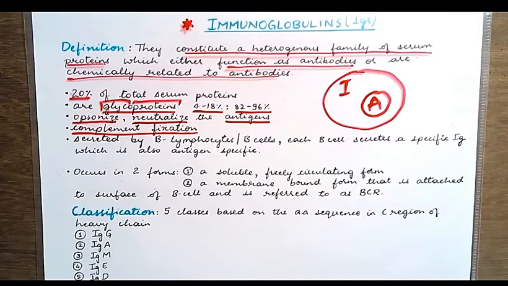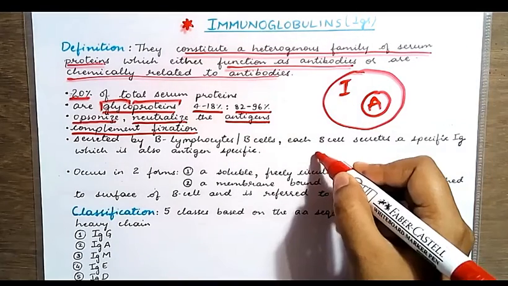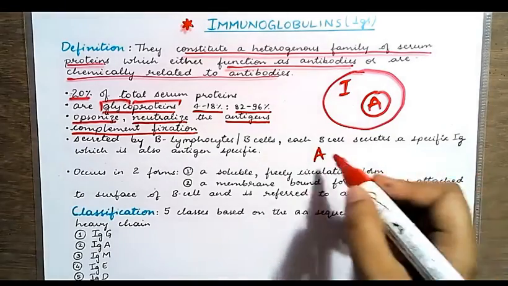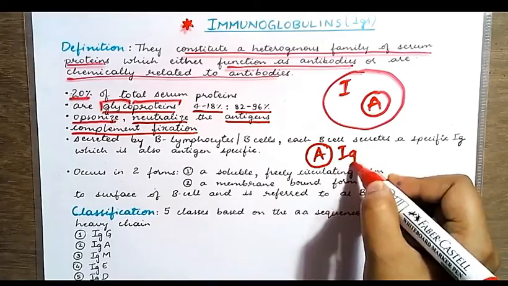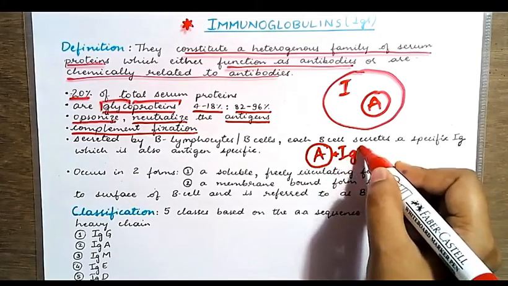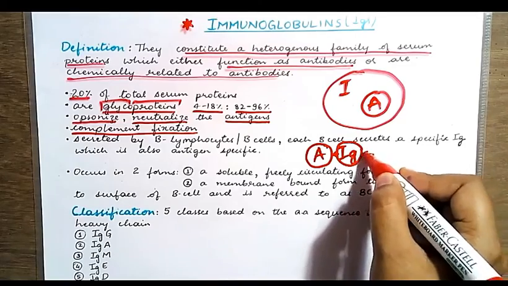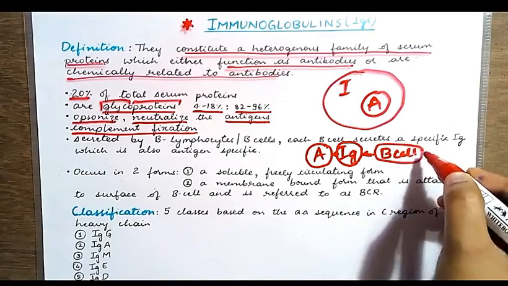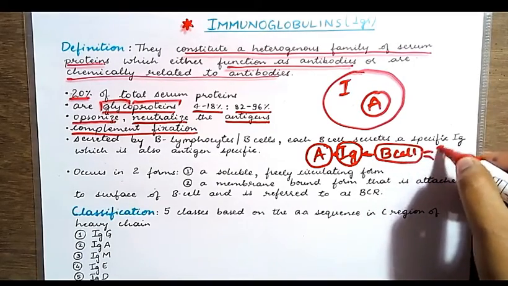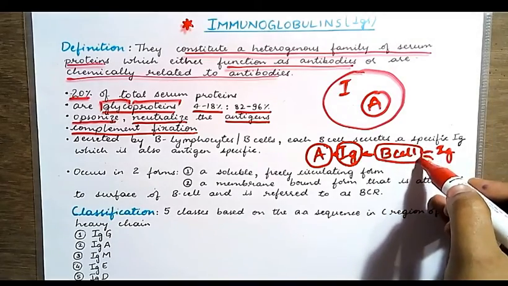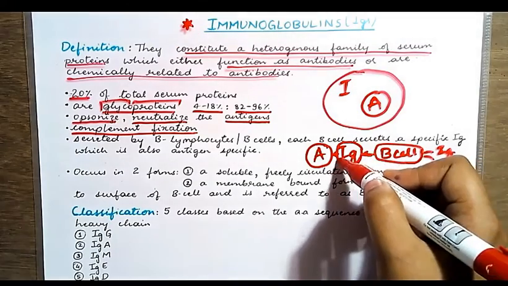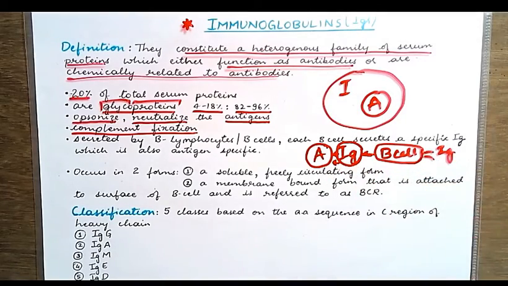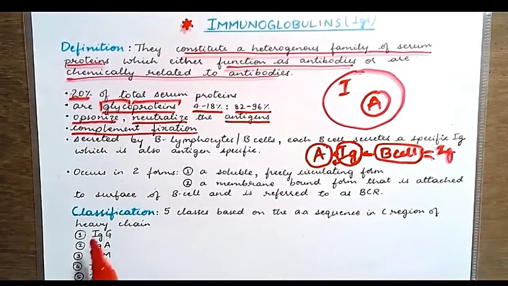These are secreted by beta lymphocytes or B cells, and each B cell secretes a specific immunoglobulin which is also antigen specific. If there is an antigen A, then only a particular immunoglobulin can bind to it. And also this particular immunoglobulin is produced by a single B cell. This B cell will not be producing any other type of immunoglobulins. This B cell produces a particular immunoglobulin which is particular to an antigen. So these are highly specific.